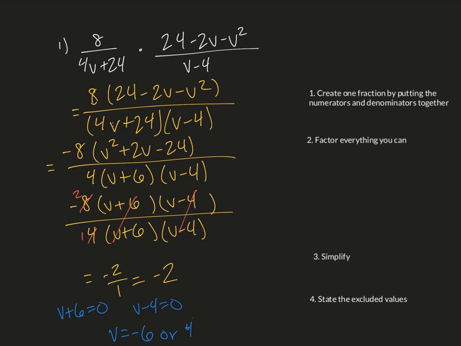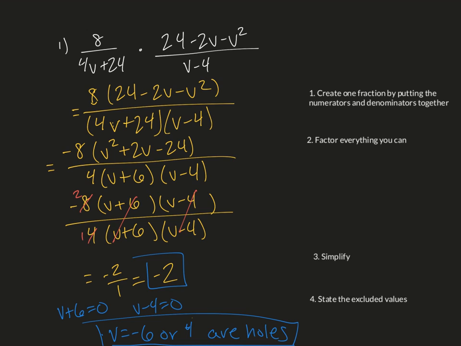And because they were canceled out of the numerator and the denominator, that means they are wholes. So there are wholes in the graph where v equals negative 6 and where v equals 4. And then our rational expression just simplified all the way down to a negative 2. Okay, we're going to do a division one next, and it's almost exactly the same.